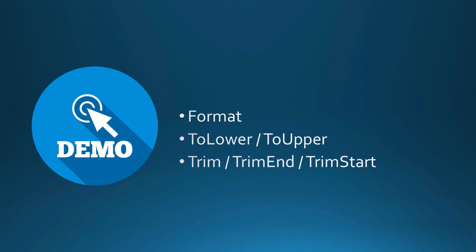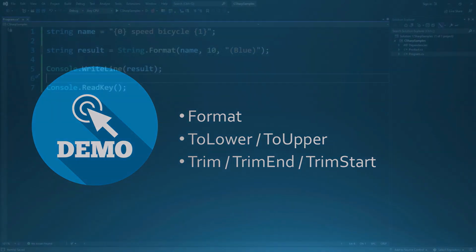Sometimes you may wish to change the way a string looks. We can do that with Format, ToLower, ToUpper, Trim, TrimEnd, and TrimStart. Let's take a look at each one of these methods.